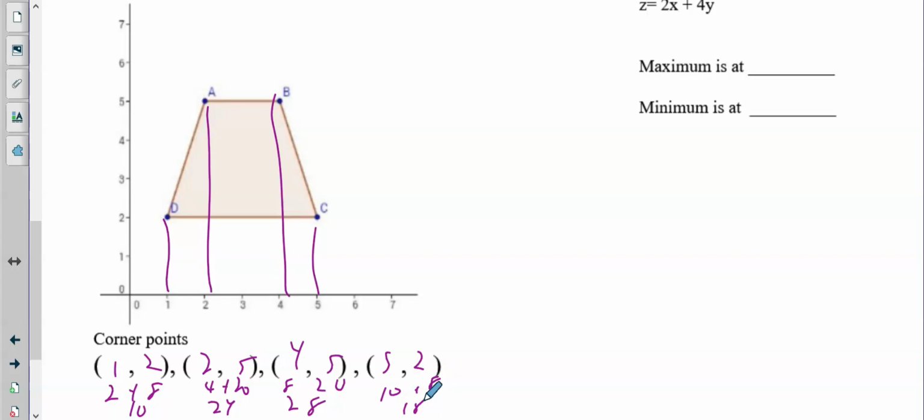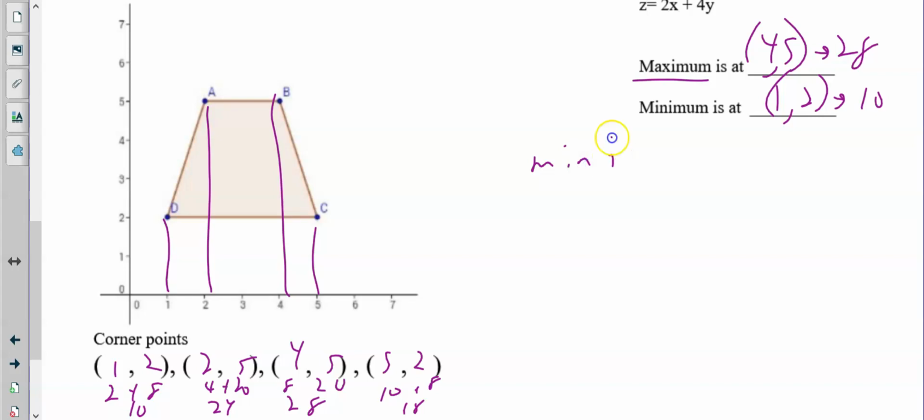So my maximum is at, and be careful, I put maximum first here. Always read the letters, the words. So my maximum is at 4, 5. And it's worth 28. The minimum is at 1, 2. And that's worth 10. Okay. It can also be written minimum is 10 at 1, 2.